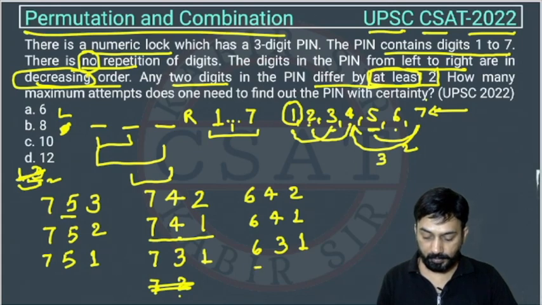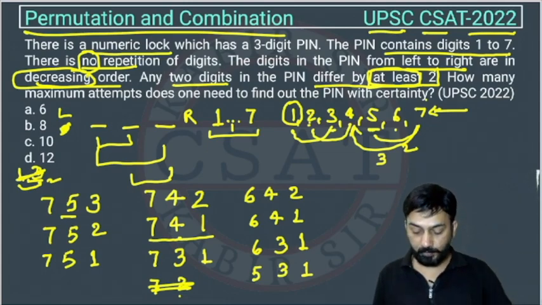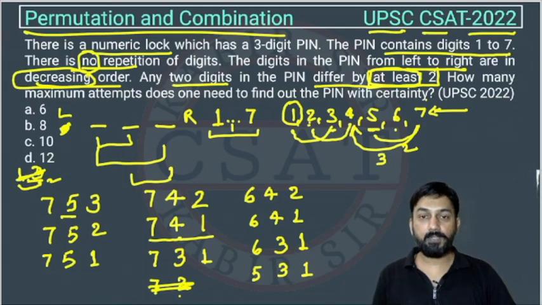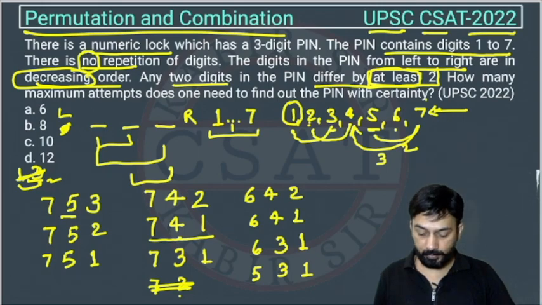Now can we select 5? If we are selecting 5, the next digit will be 3, and after that it will be 1: 5, 3, 1. Can there be any possibility with 5, 3? We cannot make any other changes here. So we cannot take 5, 2 because after 5, 2 we cannot put any other term. So 5, 2 is not possible.